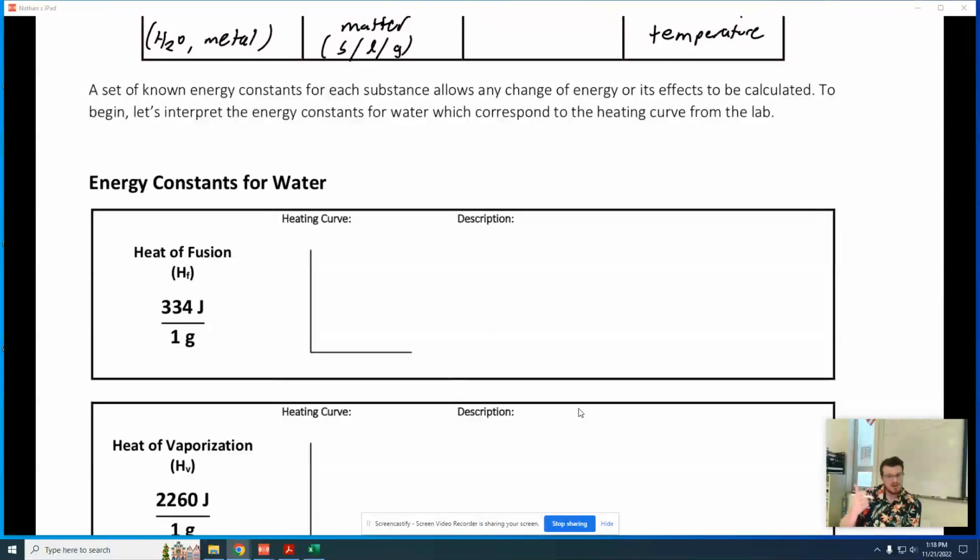So number one, where do these constants show up on the heating curve? Number two, I want us to think about them in terms of a for every statement, because I think being able to verbalize these numbers is going to help take the math problems and give them some context so that we actually understand what we're looking at.